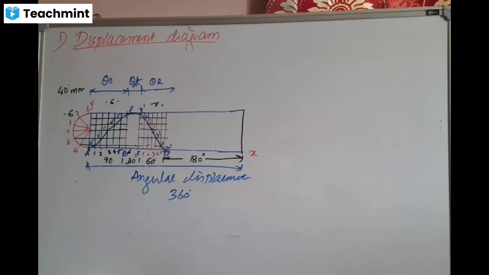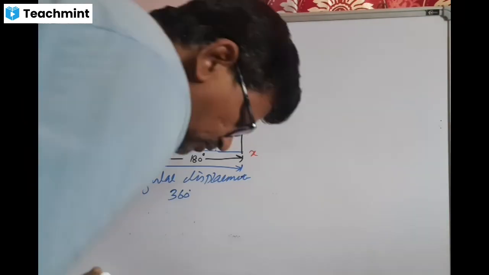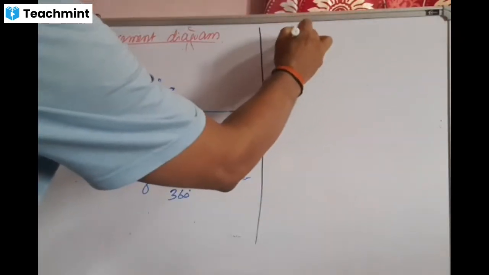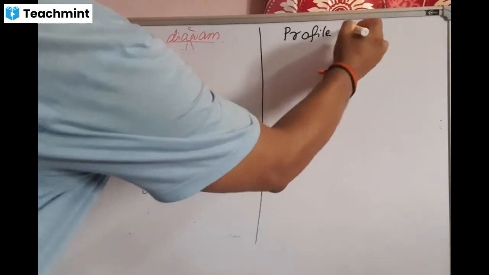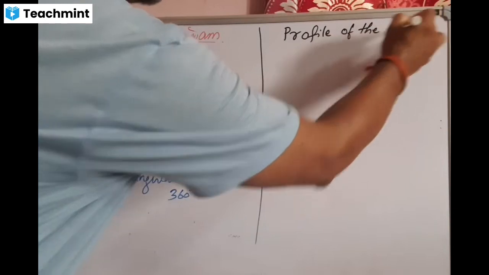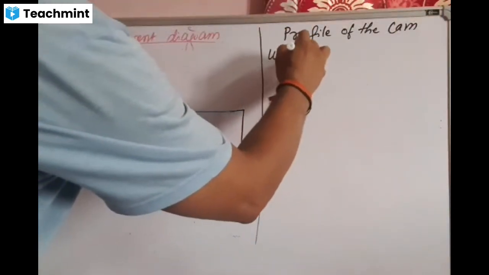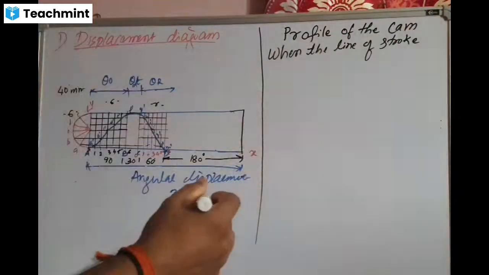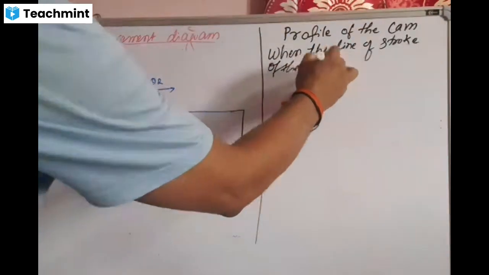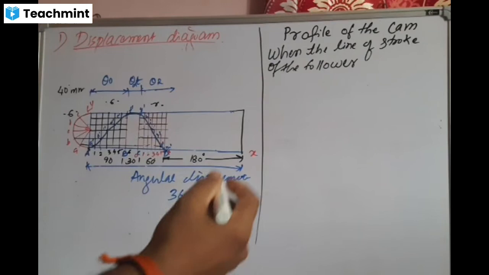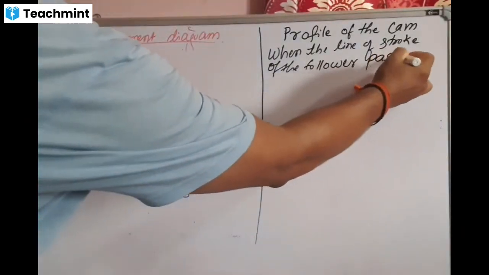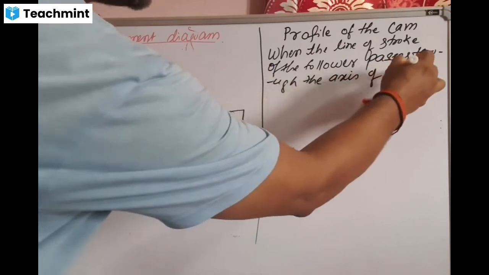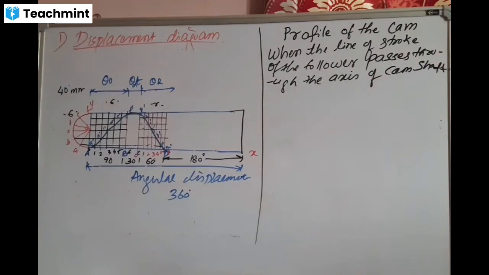Next, you need to draw the profile of the cam. Let us look here. Profile of the cam when the line of stroke of the follower passes through the axis of the camshaft. This is the first case.